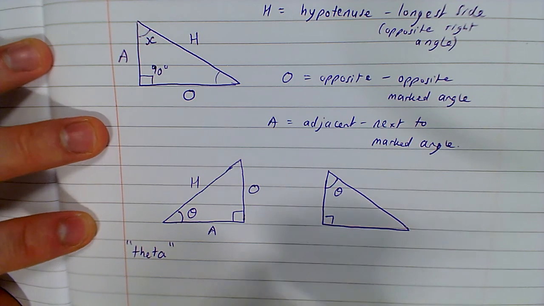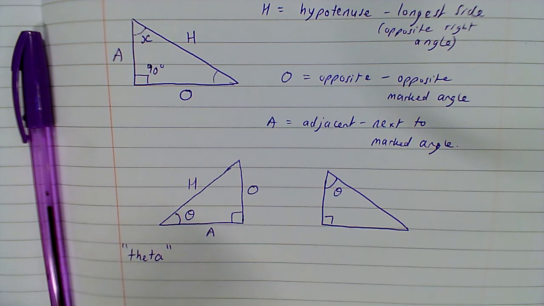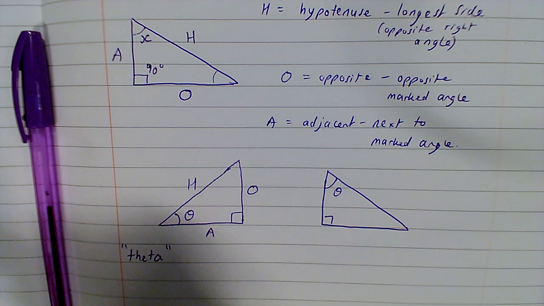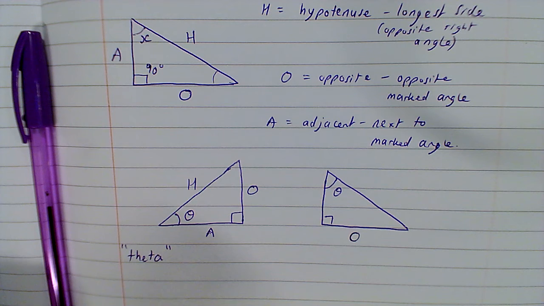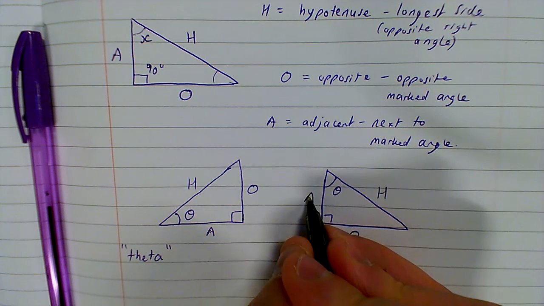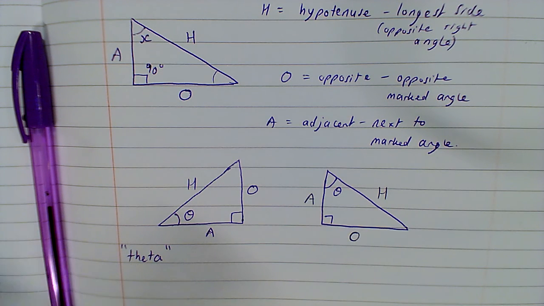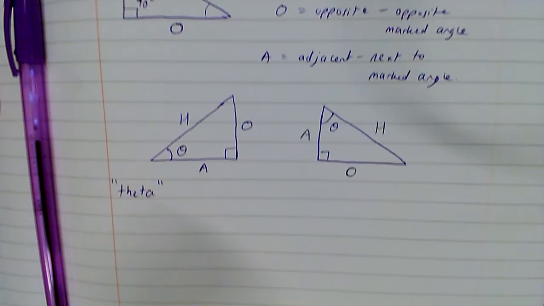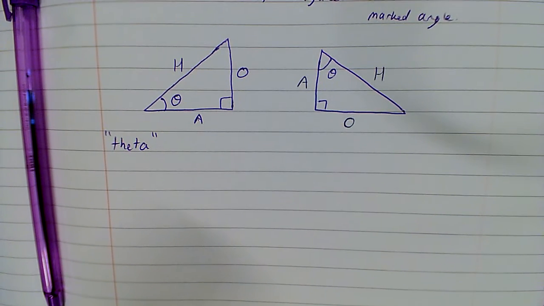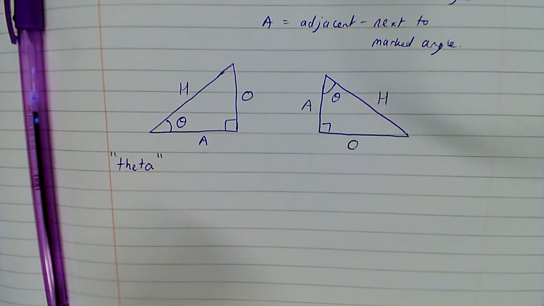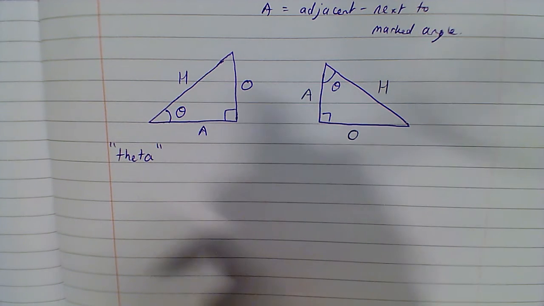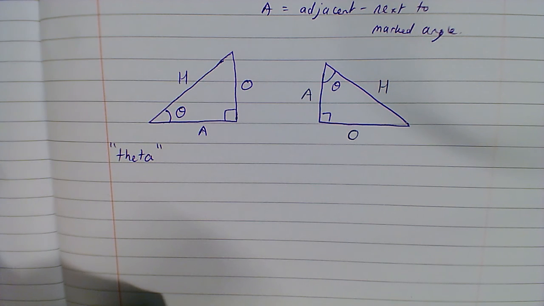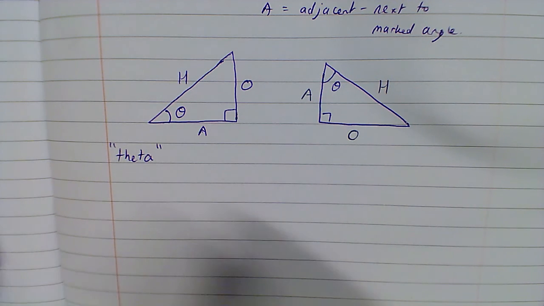Okay, let's see if you've done this correctly. That is the opposite side, that is the hypotenuse, and that there is the adjacent. Okay, so we've got the idea of labelling sides with the correct label, whether it be opposite, adjacent or hypotenuse.